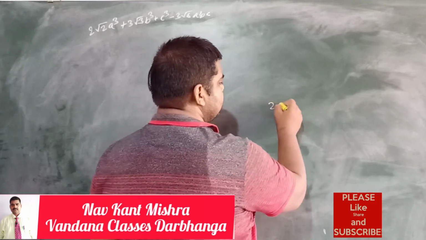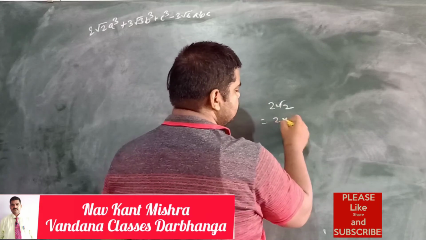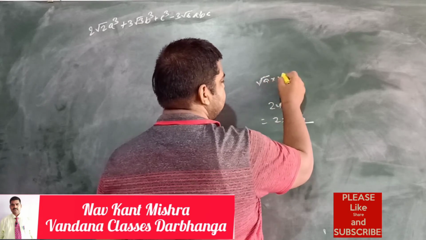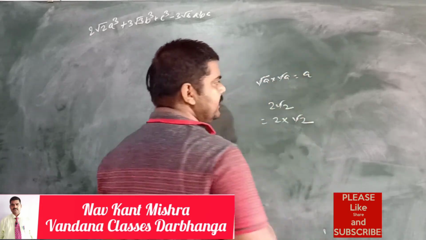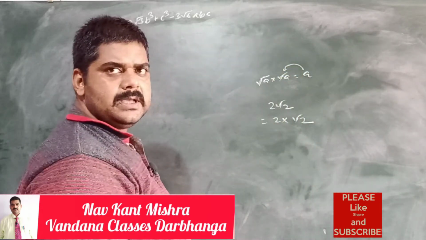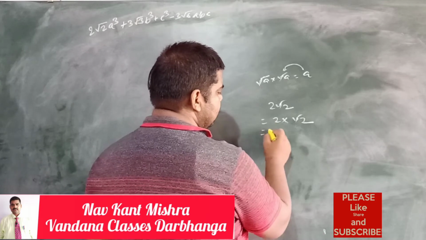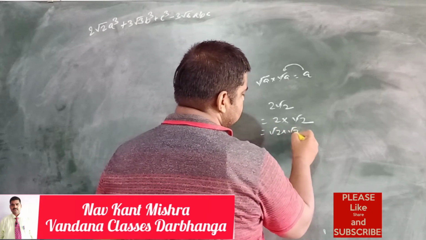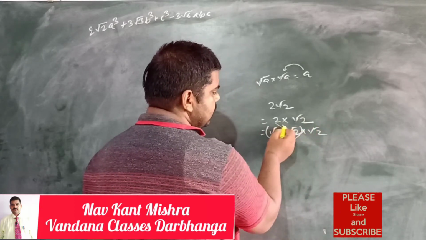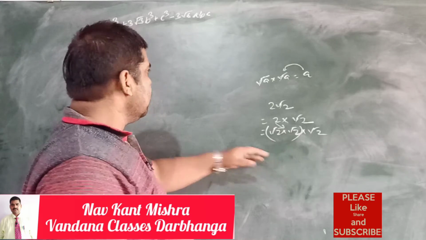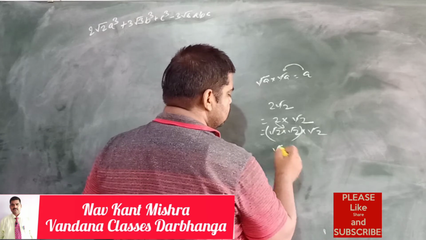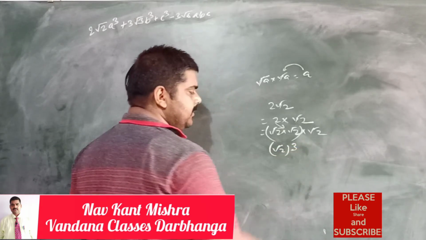And you know very well that 2 root 2 can be written as 2 into root 2. And you also know that when root a is multiplied by root a, its value is a. So a can be written in the form of root a into root a, and this is why 2 can be written as root 2 into root 2. And it is also multiplied by root 2. And this is why 2 root 2 can be written as root 2 cube, because it has been multiplied 3 times.